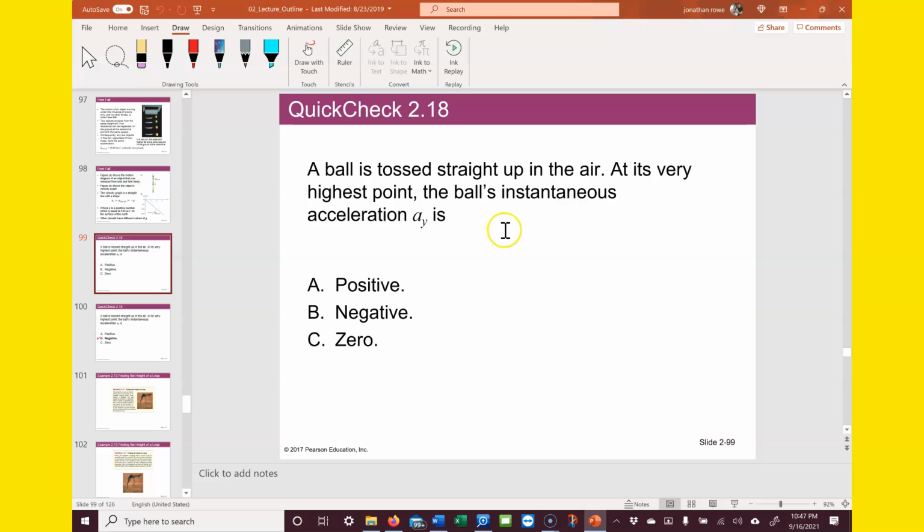Now at that highest point, the velocity is zero. The position, if you consider the ground to be the origin, is positive, but the acceleration constantly in this case is negative.